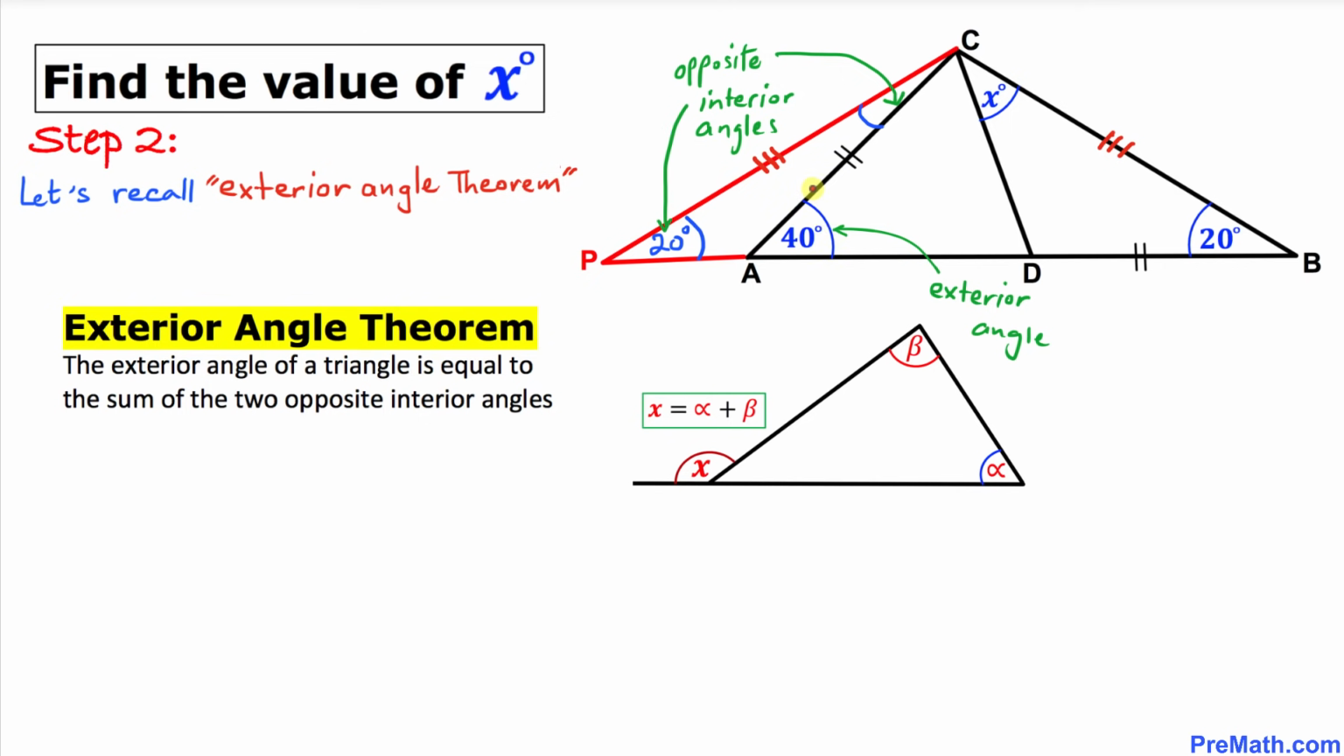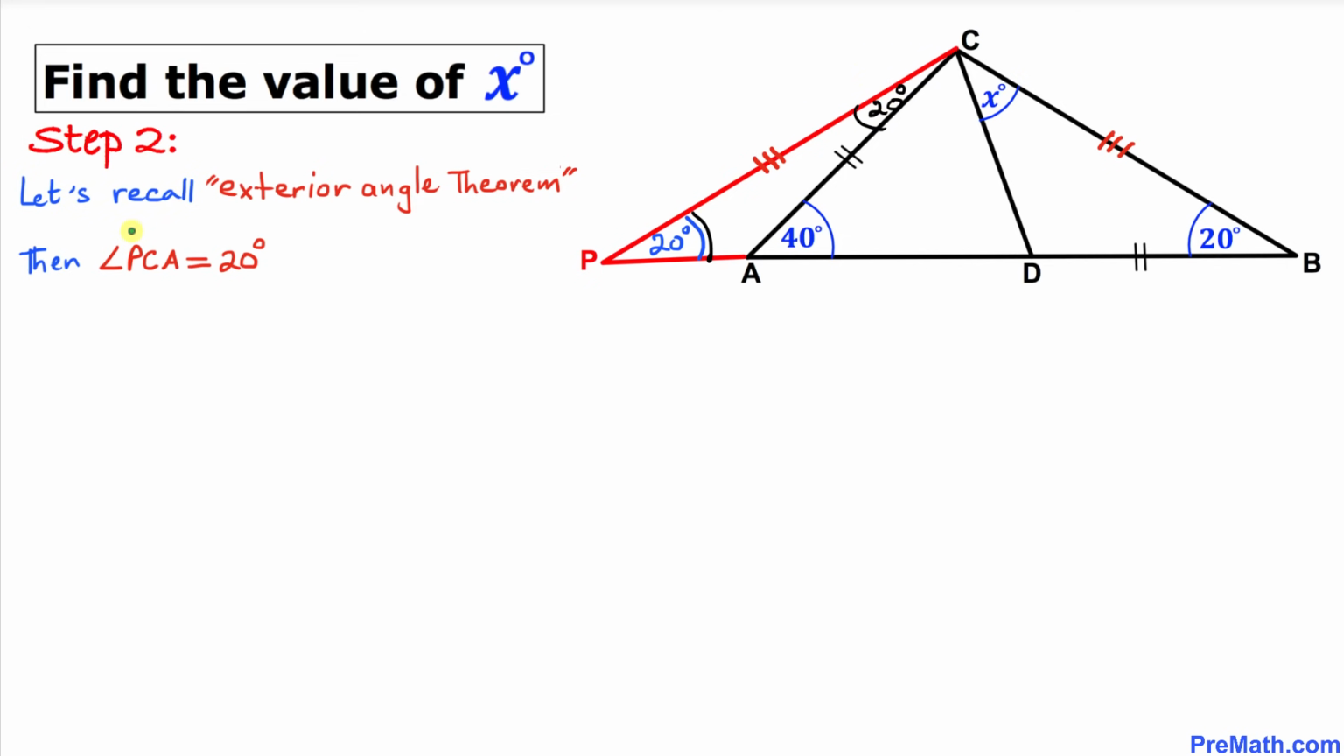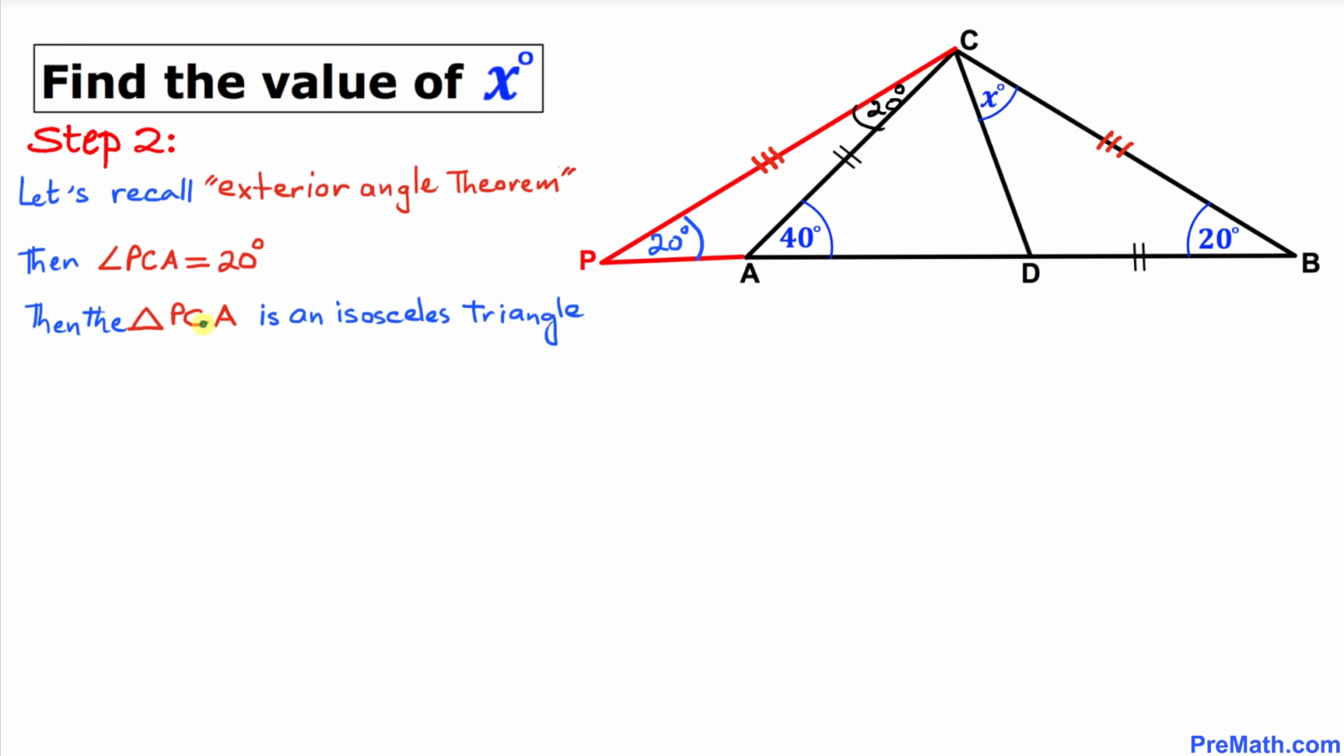In our case, angle A is our exterior angle, and angle P and angle PCA are our opposite interior angles. Therefore, this exterior angle, which is 40 degrees, has to be the sum of this angle plus this angle. If this is 20 degrees, then this angle is going to be 20 degrees as well. So our angle PCA turns out to be 20 degrees. Therefore, this triangle PCA is an isosceles triangle, since these two angles are equal.